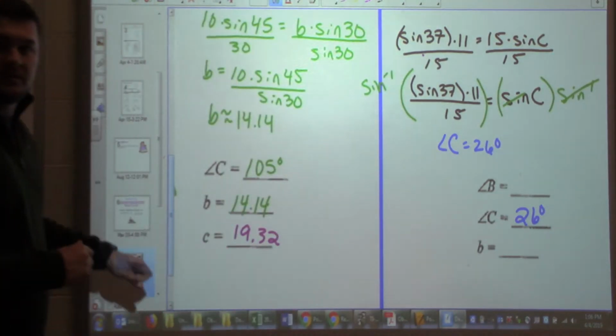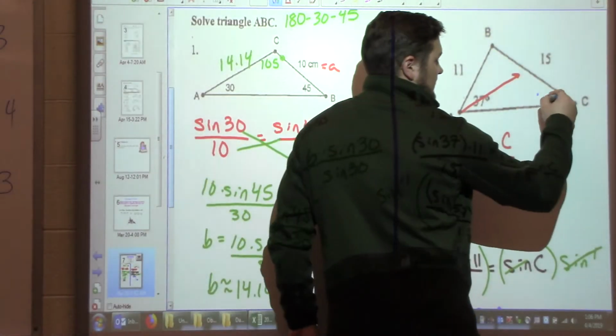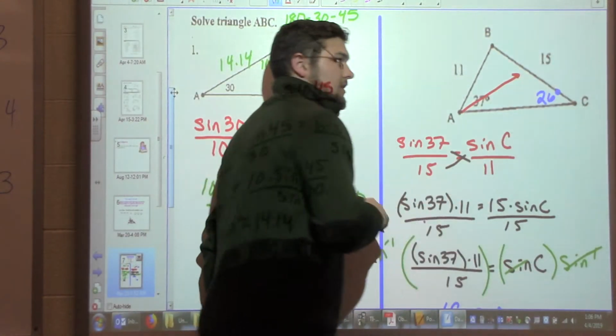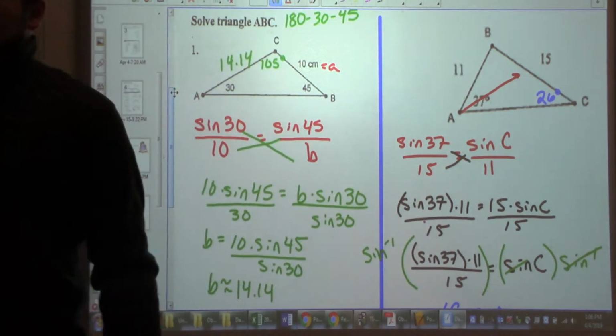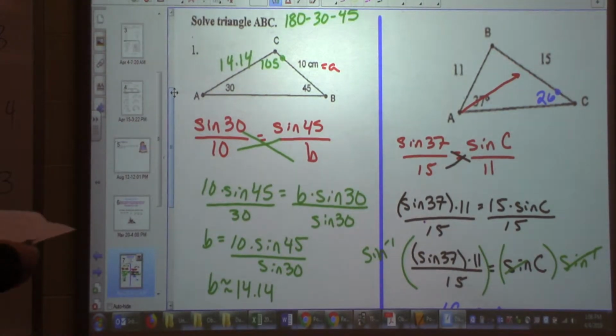Can you do it from there? Alright, 26 degrees. Find angle B now, and then find side B. Simplify your stuff.